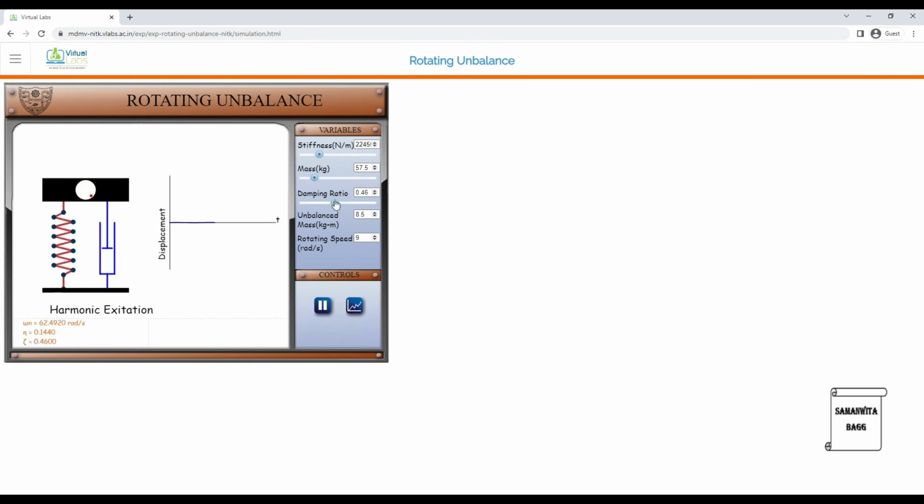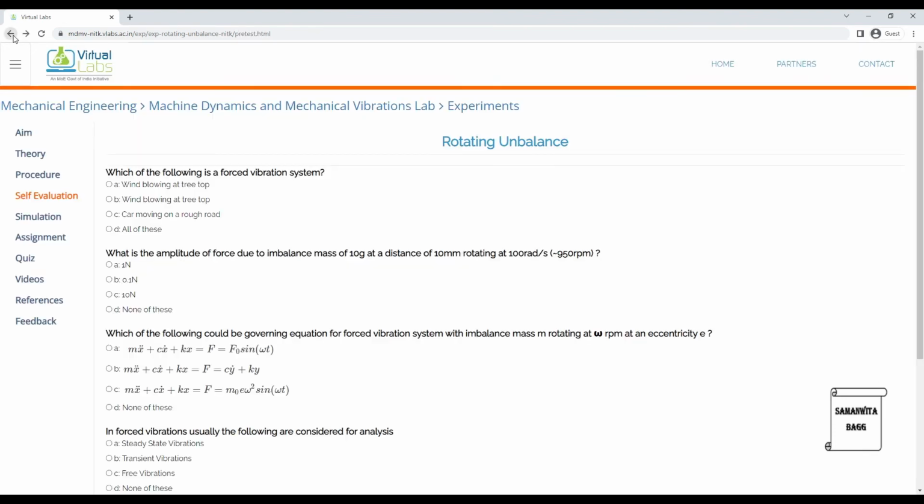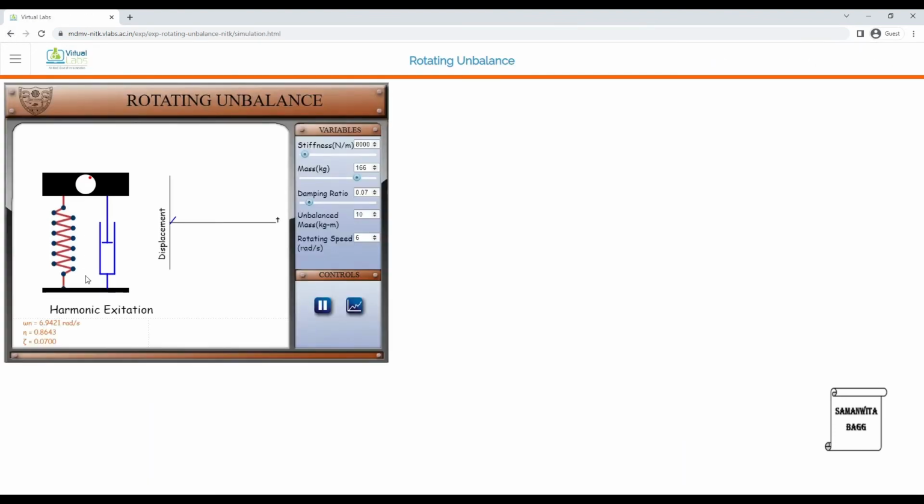Again, we will change the damping ratio more than 0.707. So we have taken as 0.89 and we will see the graph for this reading. So this is how the graphs can be plotted by varying the damping ratio. This is the simulation tab that we have just discussed.